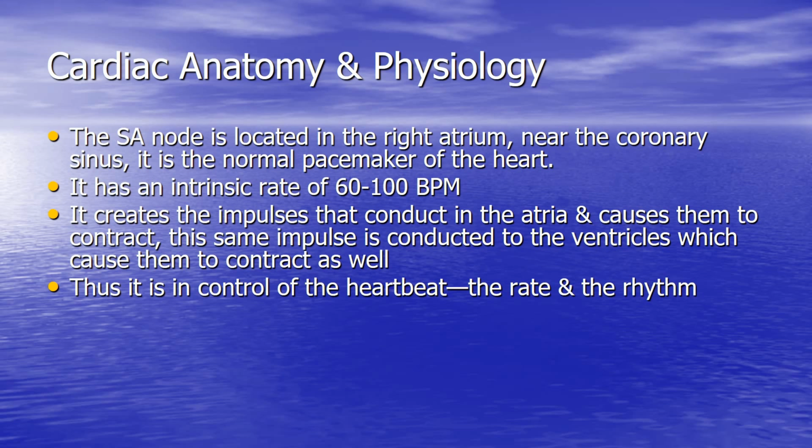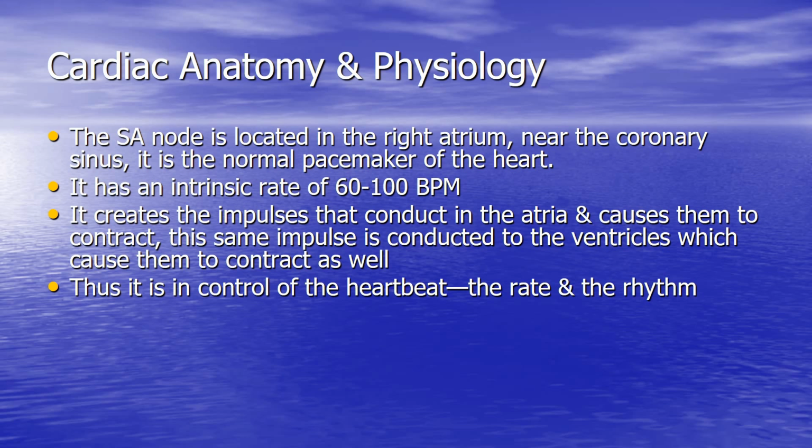So it has an intrinsic or programmed rate of 60 to 100 beats per minute. Just an FYI, that is the normal heart rate range. Anywhere from 60 to 100 is considered the normal heart rate range. It creates the impulses that conduct in the atria and cause them to contract. These same impulses flow from the atria to the ventricles, which cause them to contract. Therefore, the SA node is in control of the heart.